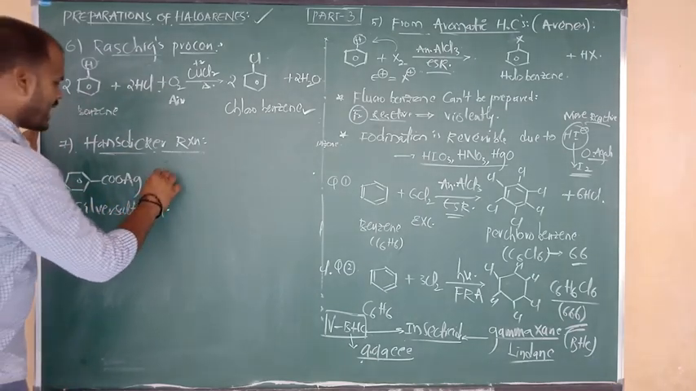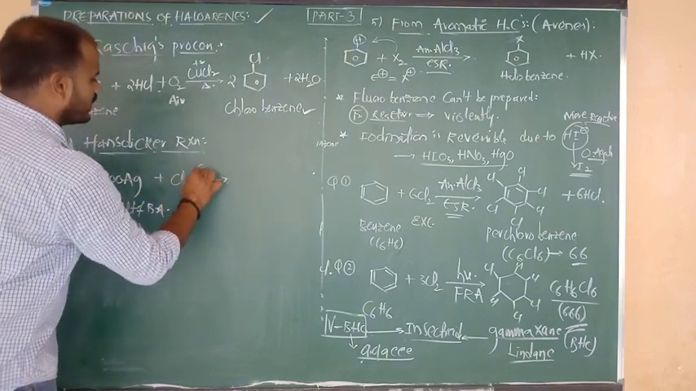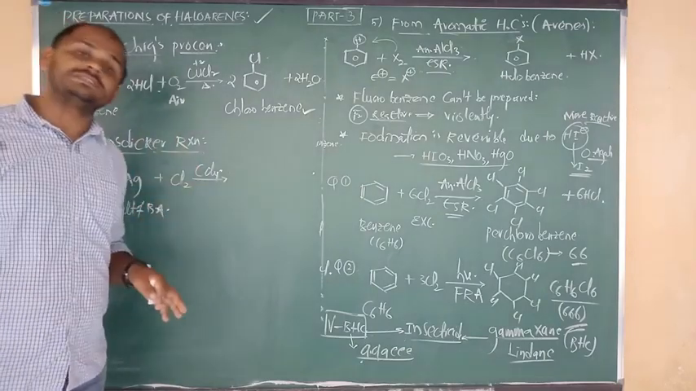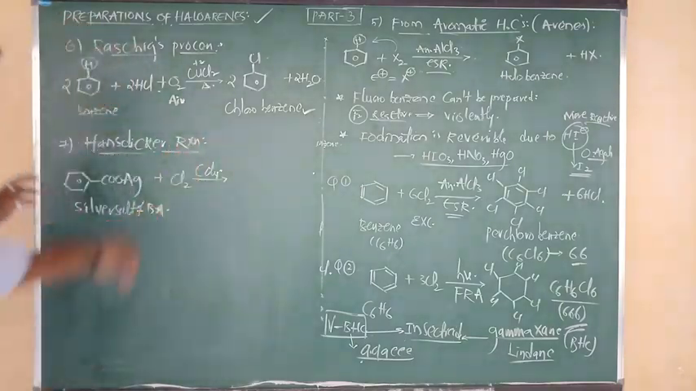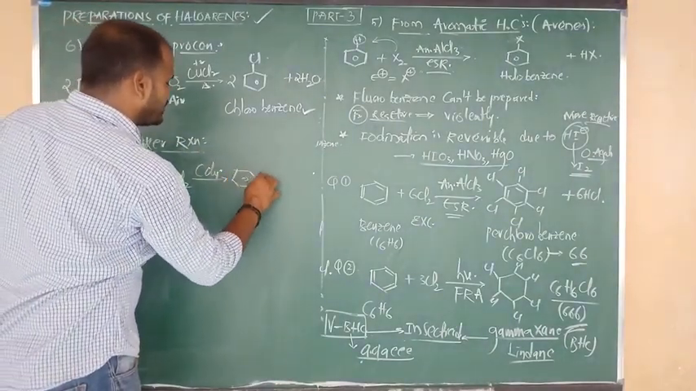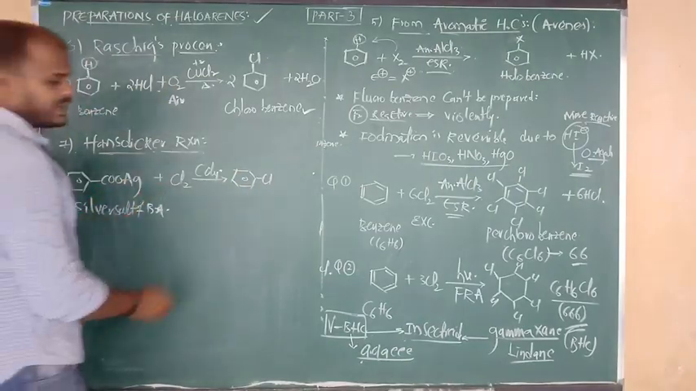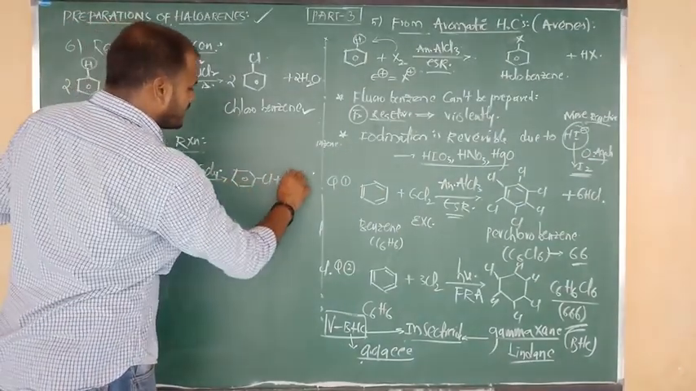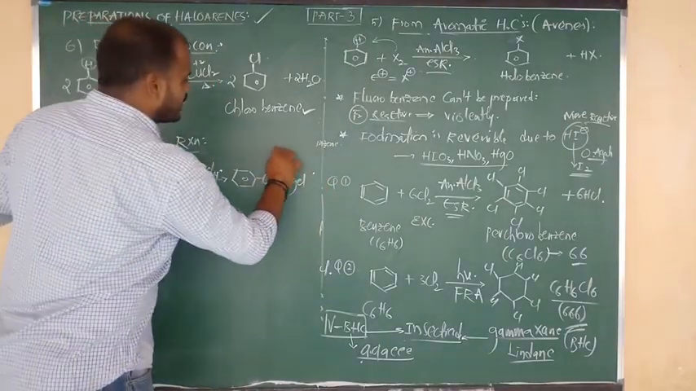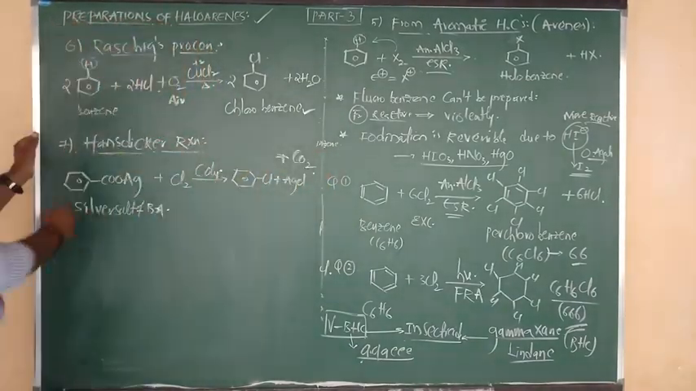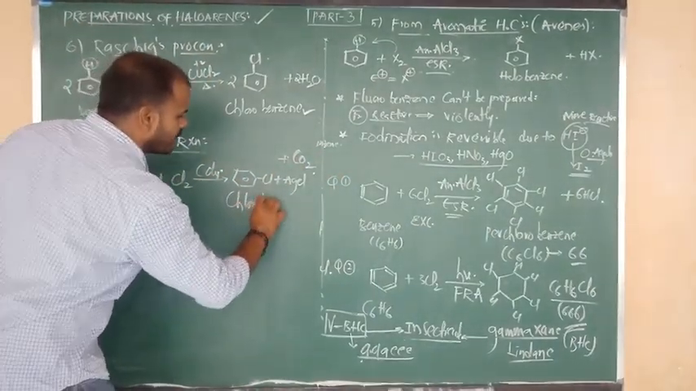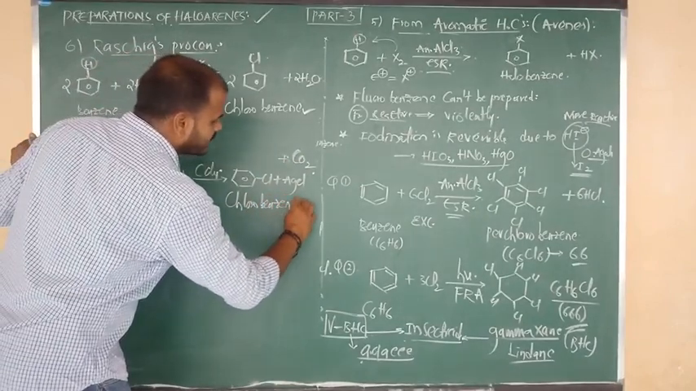Silver salt of benzoic acid upon reaction with Cl2 in presence of CCl4, or we can say on reaction with Br2 in presence of CCl4, as you wish, Cl2 or Br2. Good. Benzene connected by Cl, so we say chlorobenzene. Ag combines with Cl and is removed in the form of AgCl. Next, COO is removed in the form of CO2, or decarboxylation. So what is the product you are getting here, beta? Chlorobenzene.